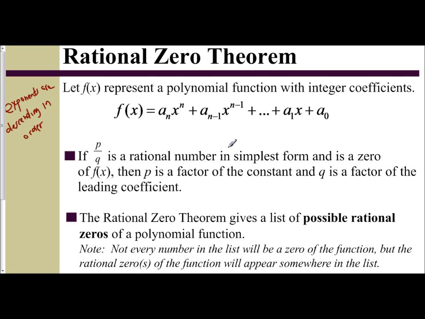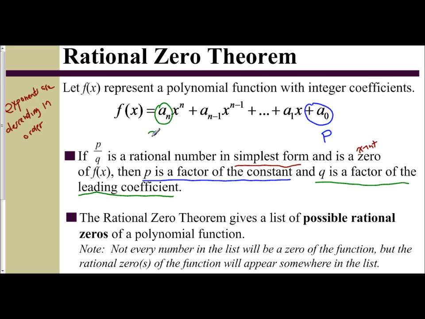So if we have this function, if p over q is a rational number in simplest form and is a zero of f of x, remember zeros are your roots, they are your x-intercepts, then we know that p is a factor of the constant. So here's my constant. So factors of the constant are my p-value. And q is a factor of my leading coefficient. And so a sub n is my leading coefficient.